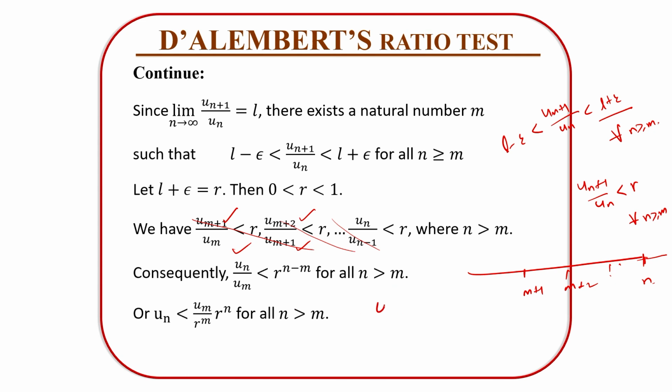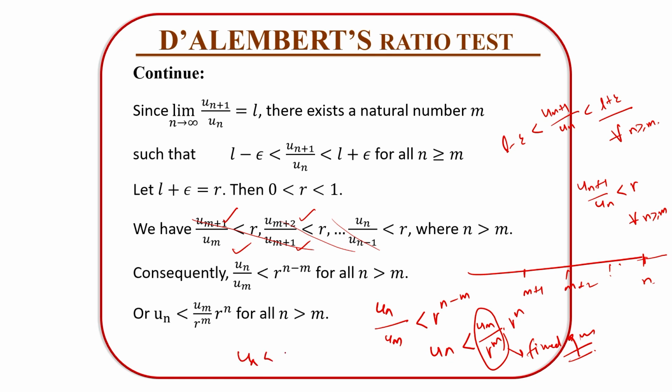What will you get? By taking the product of each side of this inequality, you will find that u(n)/u(m) is less than r to the power n minus m, and remember r is less than 1. So hence each term u(n) is less than u(m) divided by r to the power m, into r to the power n. This is a fixed quantity. So u(n) is less than some fixed quantity k into r to the power n.